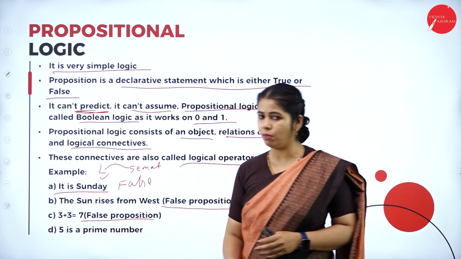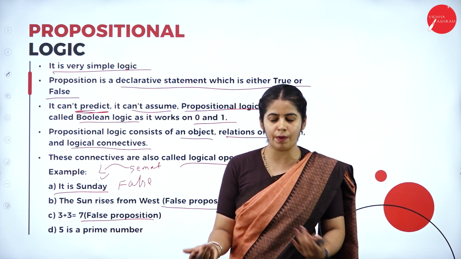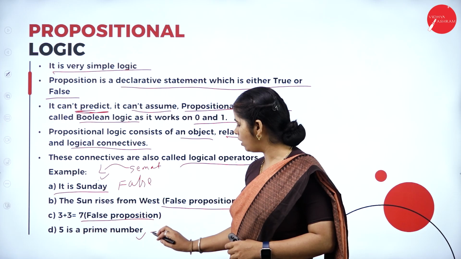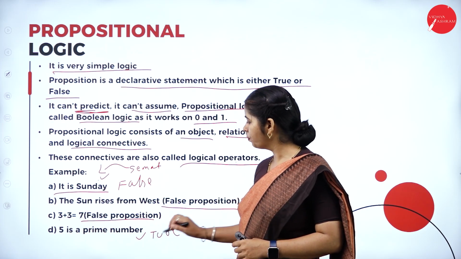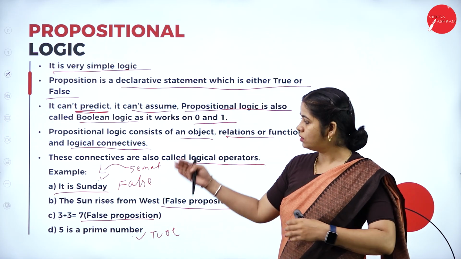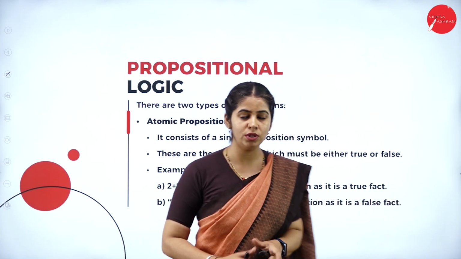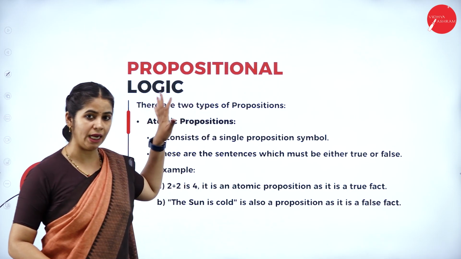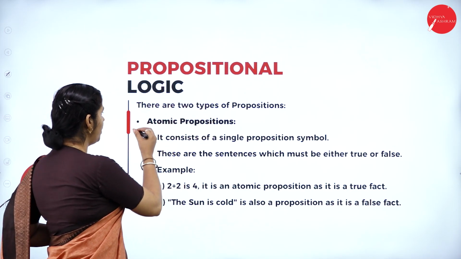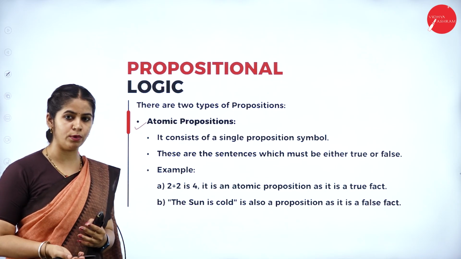5 is a prime number. Yes, of course, all of us know 5 is a prime number. So it gives the value as true. So this is a true proposition. So these are some examples for propositional logic. When it comes to propositional logic, we have two types of sentences. One is atomic proposition and one is compound proposition.